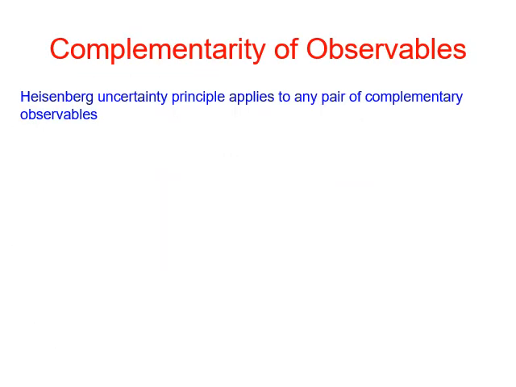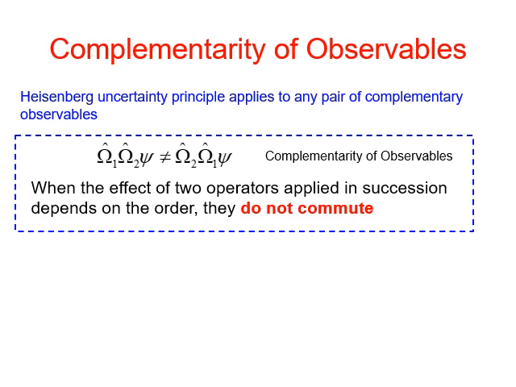The Heisenberg uncertainty principle applies to any pair of complementary observables. Suppose we have two operators, omega 1 and omega 2. In one case, omega 2 operates on the wave function, and after that we apply omega 1. In the second case, we use operator omega 1 to operate on the wave function, and after that we apply operator omega 2. If the two cases give you the same result, then operators 1 and 2 commute. If the two cases do not give the same result, then the two operators do not commute.